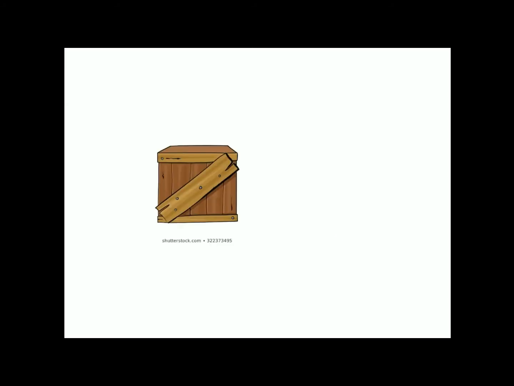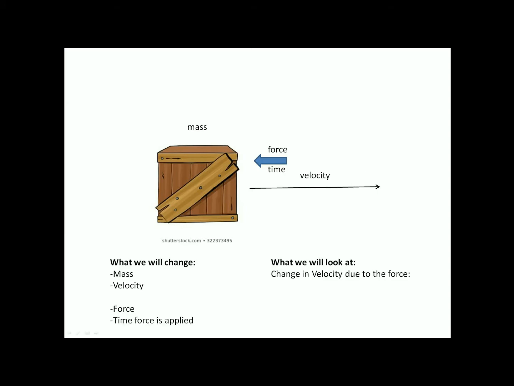So let's say you have an object and it has a particular mass and is traveling with some velocity, and we're applying some force to it over some period of time. Now in this instance let's assume, for the purposes of this explanation, that we can change the mass of the object or its velocity, and we can change the force or the time that the force is applied over. And what we're interested in is looking at how the velocity changes due to the force. Obviously the reason is because when you study physics, we're studying how things move, and it's important to know why this happens. Let's start by changing the mass.